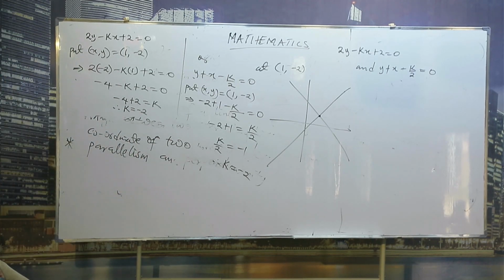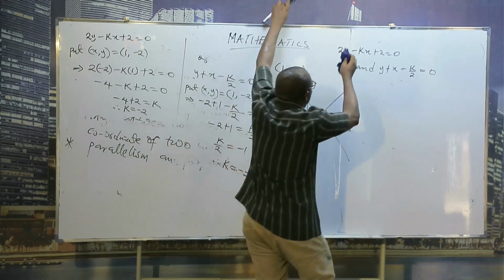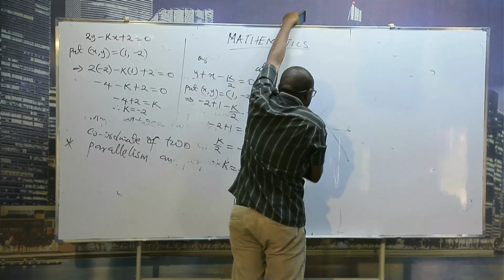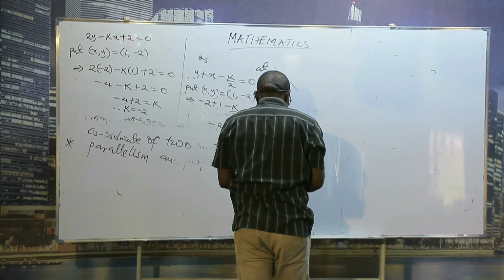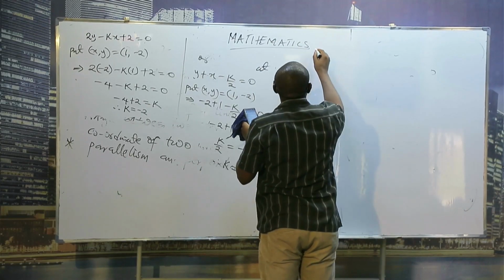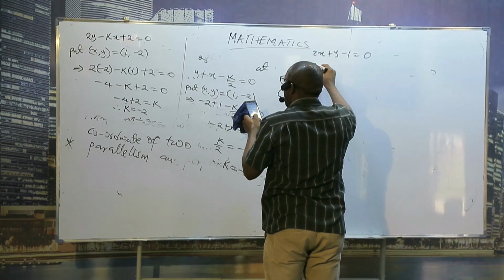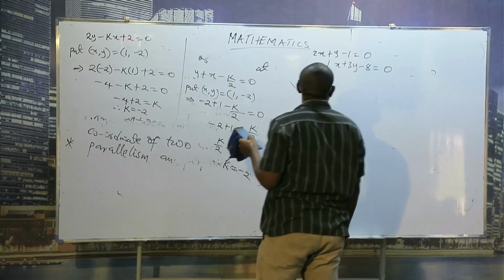Are we ready? Are we good? All right. Given the two straight lines 2x plus y minus 1 equals 0, and x plus 3y minus 8 equals 0.